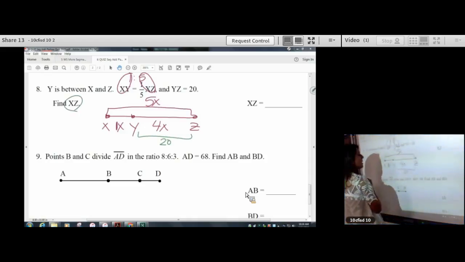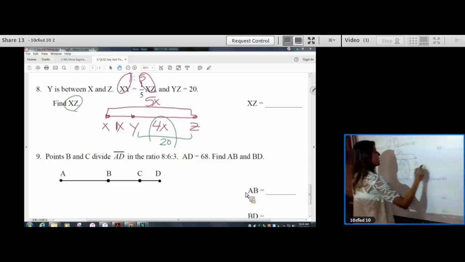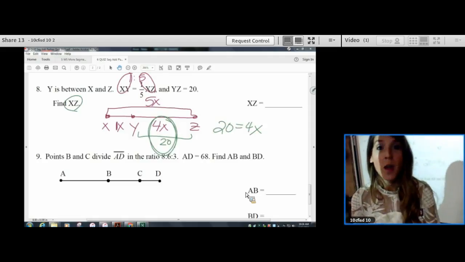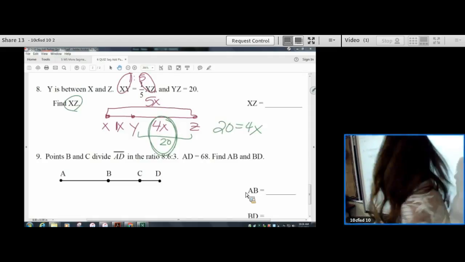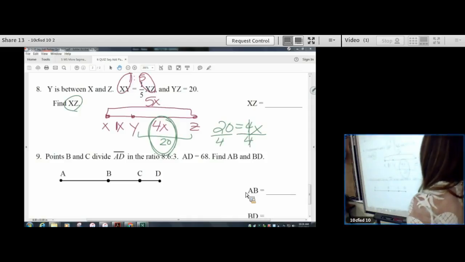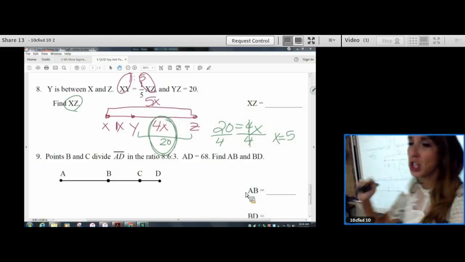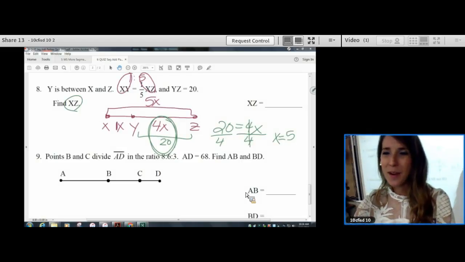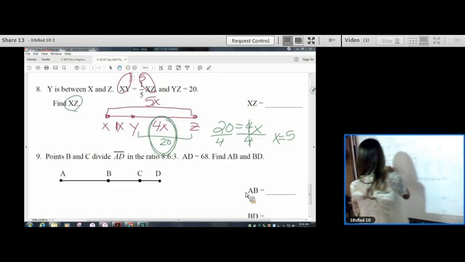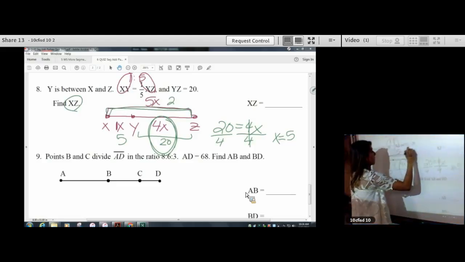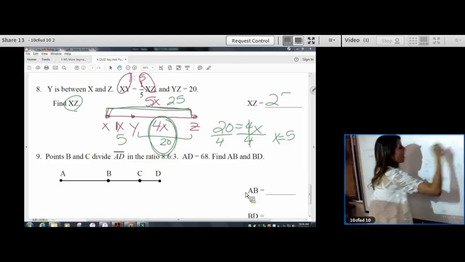Solve for XZ. So what I can do is I know that YZ represents 4 of my parts. Well, how much is each part? 20 equals 4 times something. Divide by 4. That missing ratio number, the multiplier, is 5. So now I can plug it in anywhere I want. I can plug it in here, XY is 5. I could plug it in here, XZ is 5 times 5. 25 was the answer.